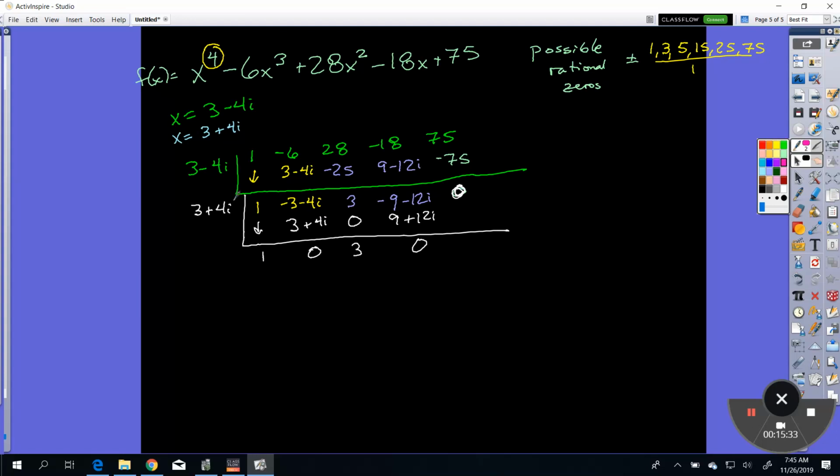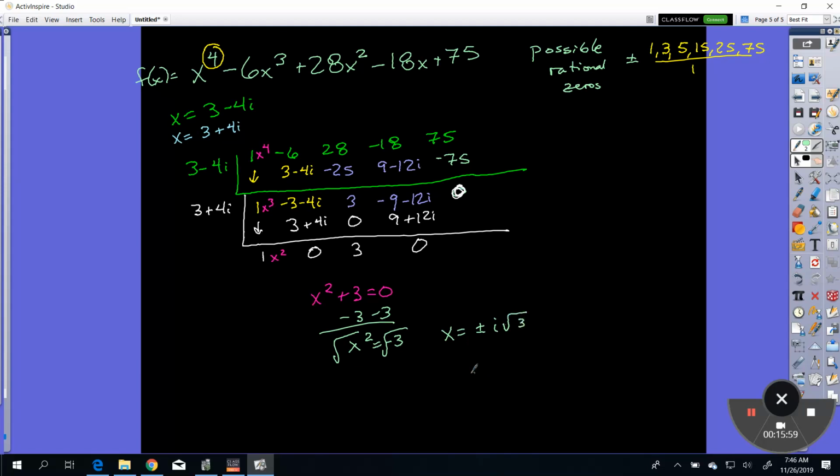So we started with x to the 4th, correct? This was an x to the 4th, that's an x cubed, this is an x squared. So we now have x squared plus 3 equals 0. So we don't even have to use the quadratic formula. Minus the 3, x squared equals negative 3. Take the square root, so plus or minus i square root of 3. So there are my 4 answers.